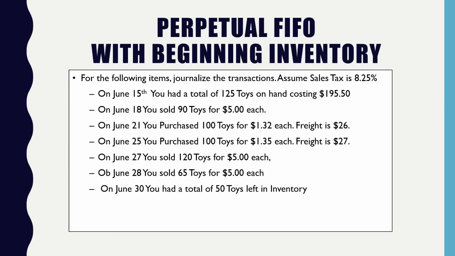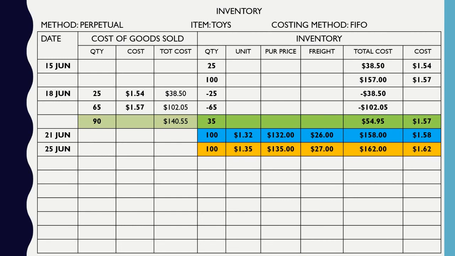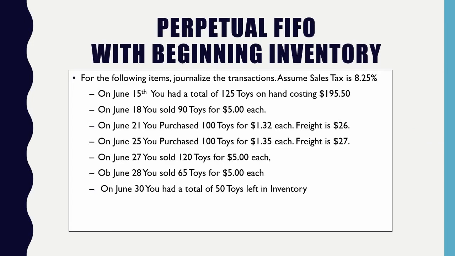And again, on June 25th, we end up making another purchase of 100 toys for $1.35 with a freight of 27. So boom. Now, if the next scenario is to sell something, I have this exact order. I have the remaining green batch from my previous beginning balance. I have a new purchase on June 21st for the blue batch and another one on June 25th for my orange batch. So then let's see what happened next.